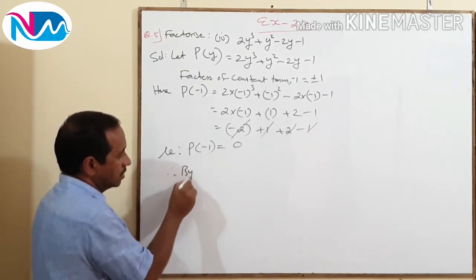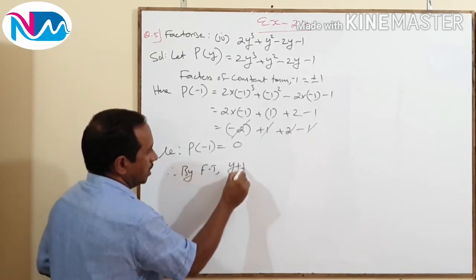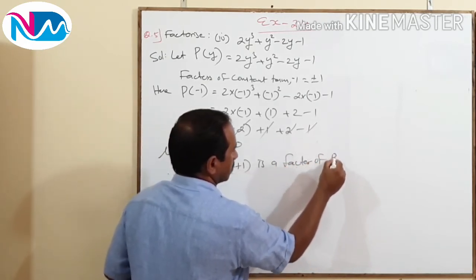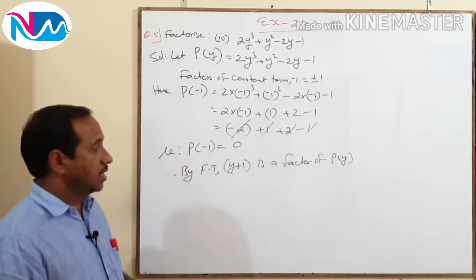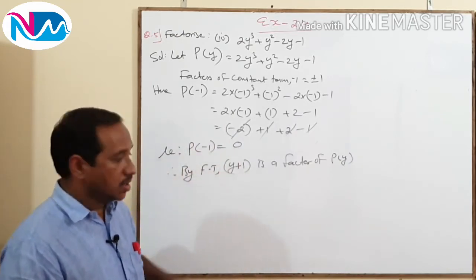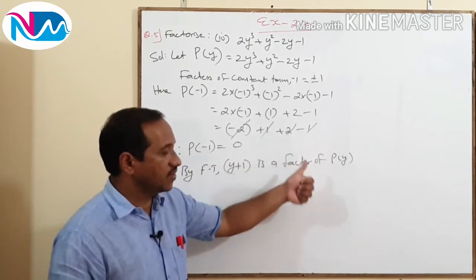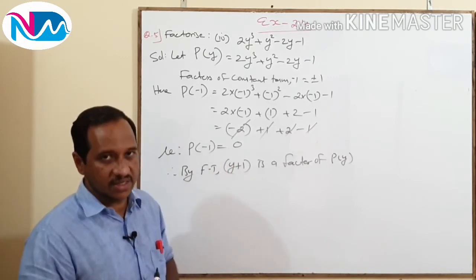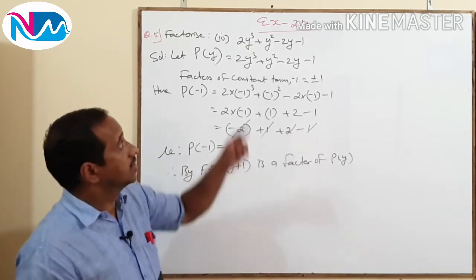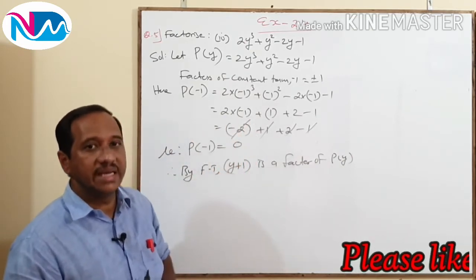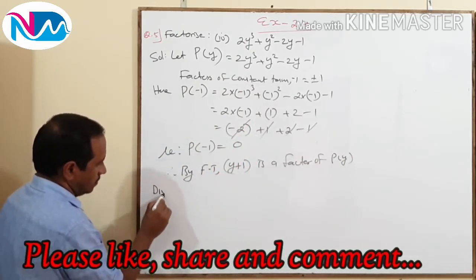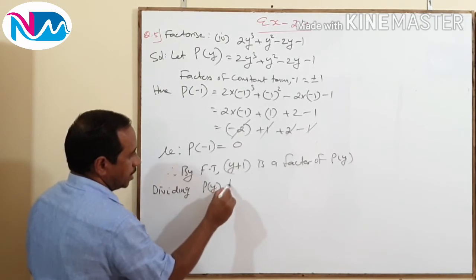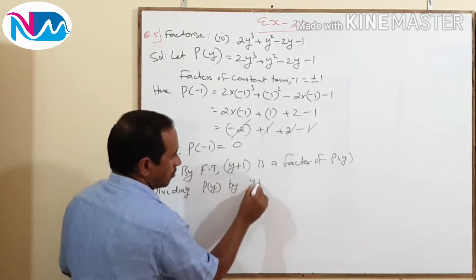Therefore, by factor theorem, y plus 1 is a factor of p of y. If p of minus 1 is equal to 0, by factor theorem, y plus 1 is a factor of p of y. Here the variable is y, therefore y plus 1 is a factor. The next step is to divide the given polynomial by this linear factor. Dividing p of y by y plus 1.